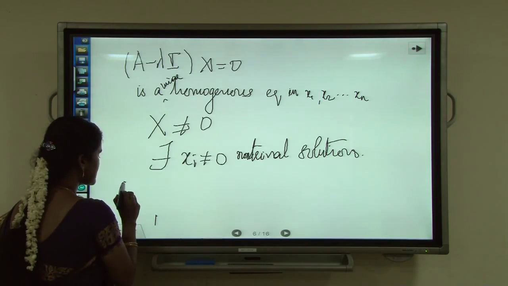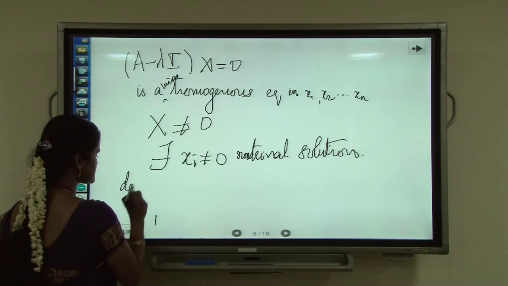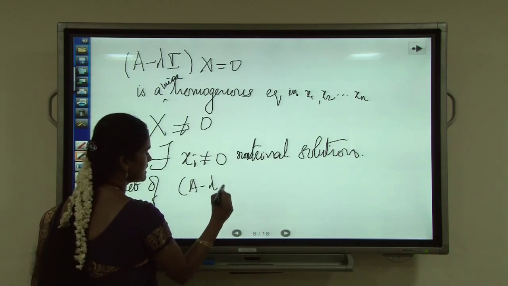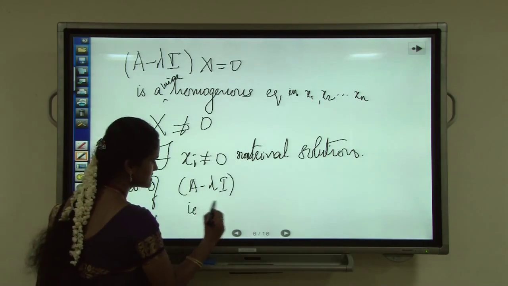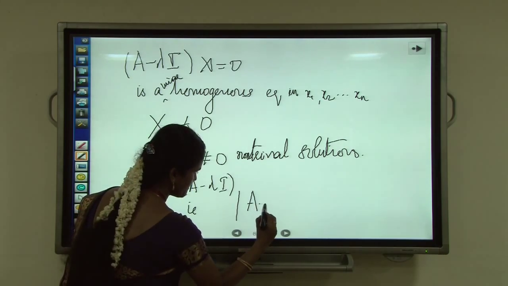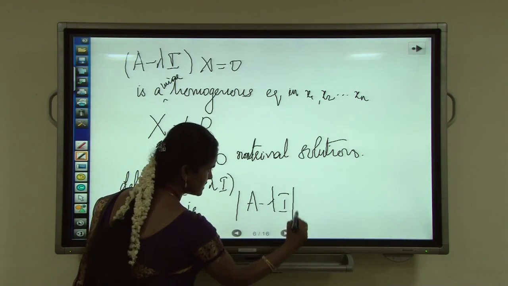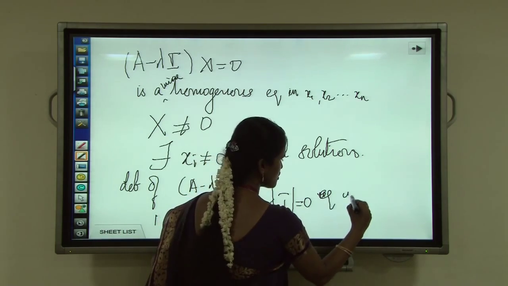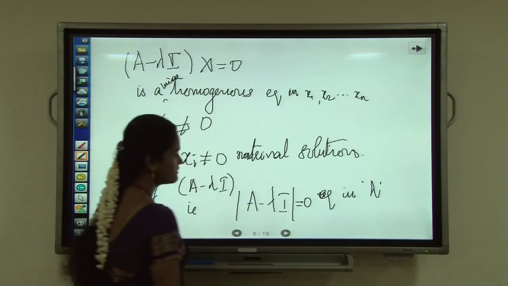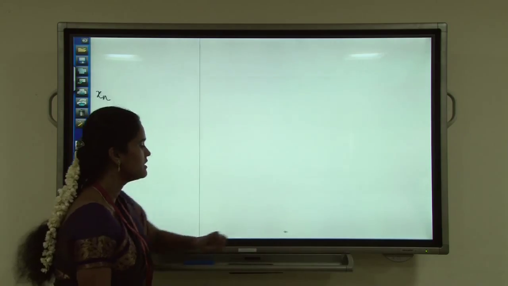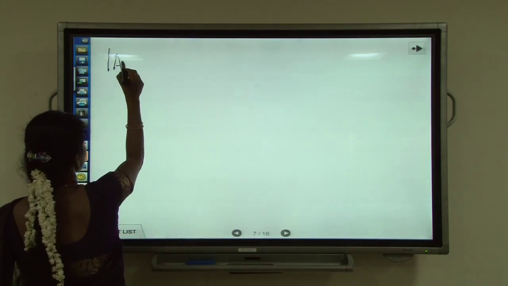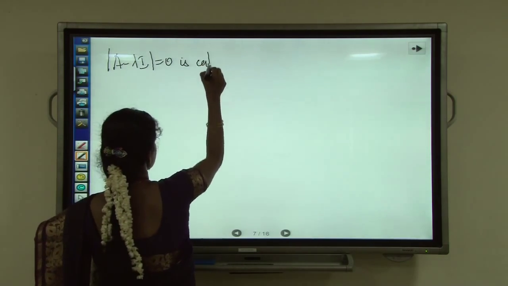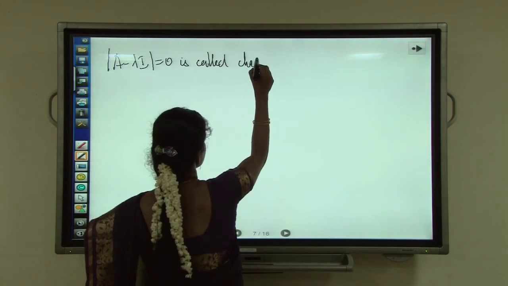Here, we take the determinant of A minus lambda I alone. That is how you write the determinant of A minus lambda I is equal to 0. When you solve this, you will get an equation in terms of lambda, which we call the characteristic equation.